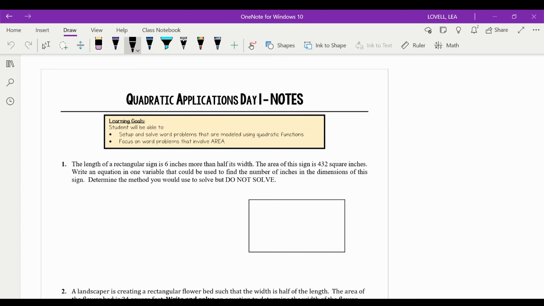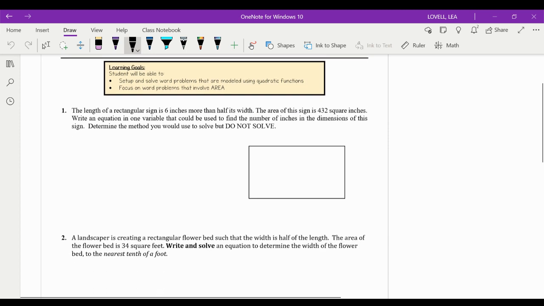Today we are learning about quadratic applications. So we are going to see where quadratic functions pop up in regular life.